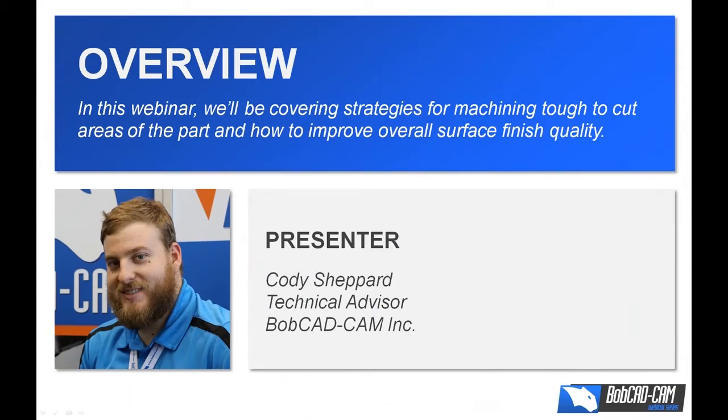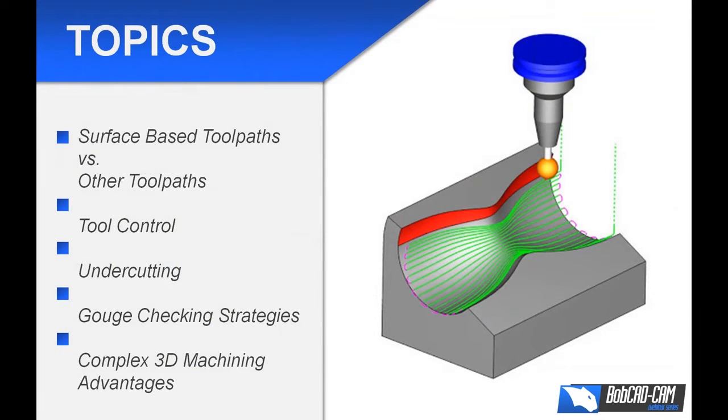Basically we're going to be covering strategies for machining tough to cut areas of the part, and how to improve overall surface finish quality. We're going to do surface-based versus other toolpaths. I'm going to try to bring in some examples where I can show you the differences between the toolpaths. The tool control, undercutting, gouge checking strategies, and complex 3D machining advantages.